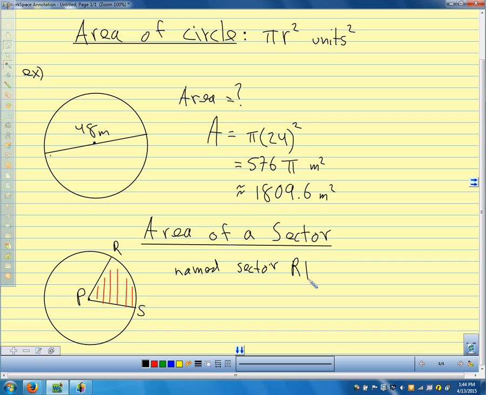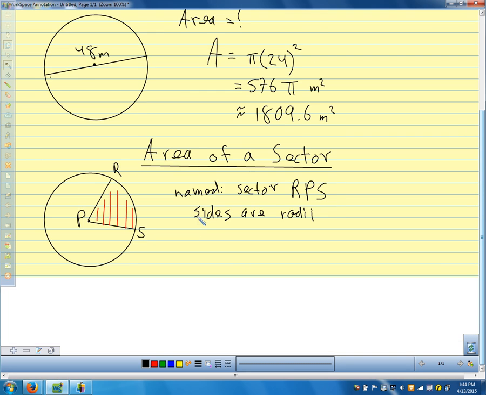just like we name an angle. The vertex is in the center. Sector RPS. The sides of the sector are radii. Radii, just the plural of radius. So the sides of our sector have to be radii. And to find an area, the area is a fraction of the total area of the circle.